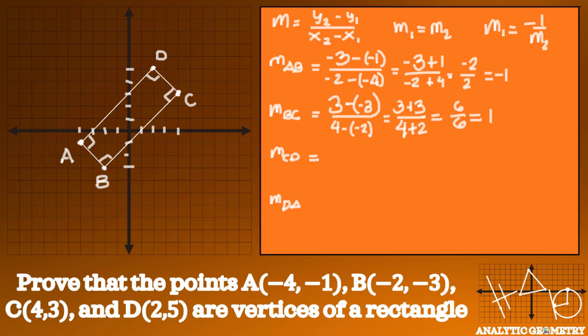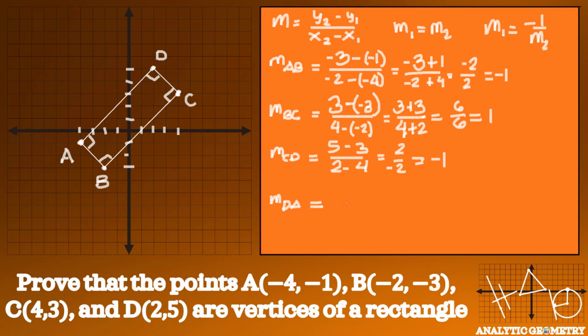Okay? CD, we'll have D as our second point. So our y sub 2 is 5. Minus our y sub 1 for C, which is a 3, over our x sub 2 is 2 for D, and for C we have minus 4. This is positive 2 over negative 2. The result here is negative 1.